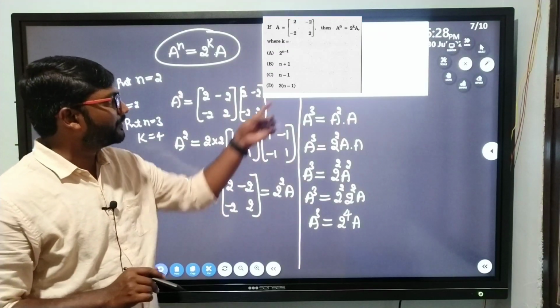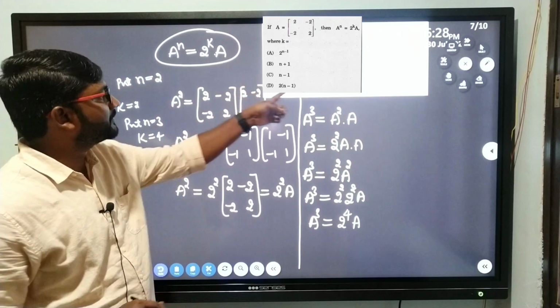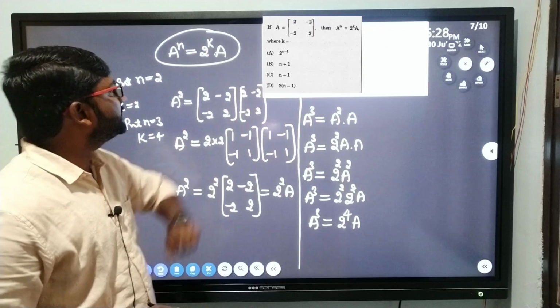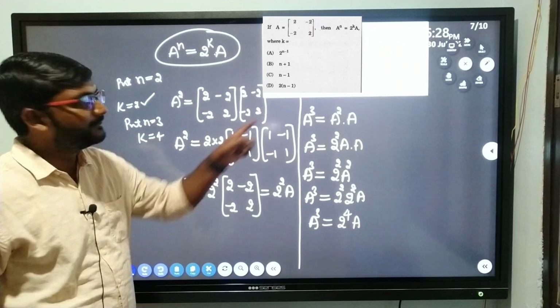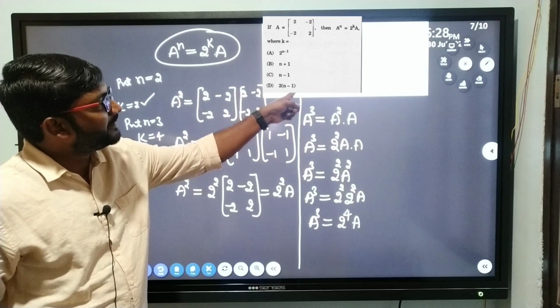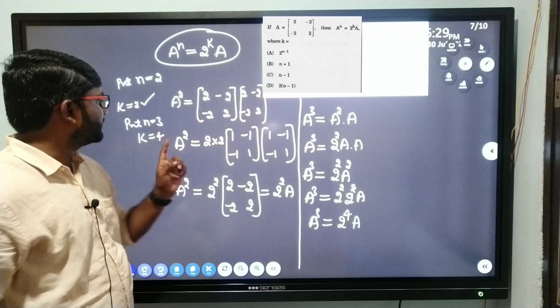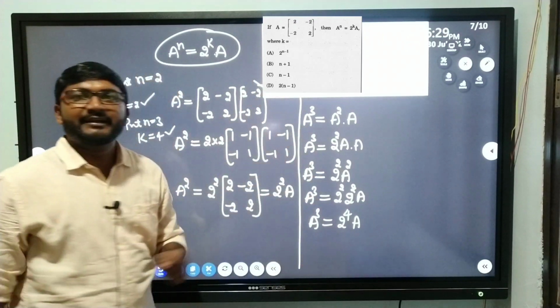Check option 4, 2 times n minus 1. In the first case I am taking n as 2. 2 minus 1 is 1, 1 into 2 is 2. The value of K is 2. Yes. Verify this with n equal to 3. 3 minus 1 will be 2, 2 into 2 is 4. The value of K is 4. That means option D is the correct answer.